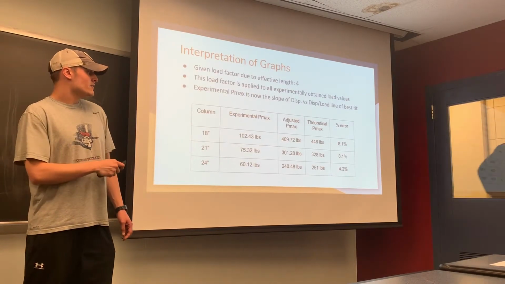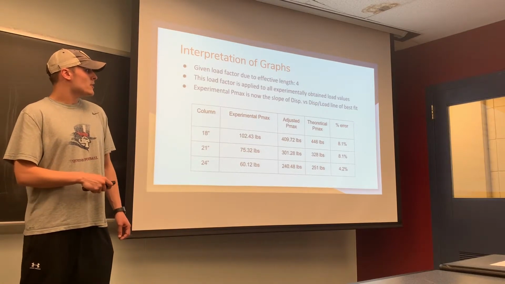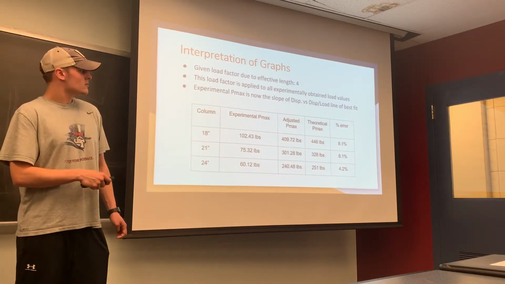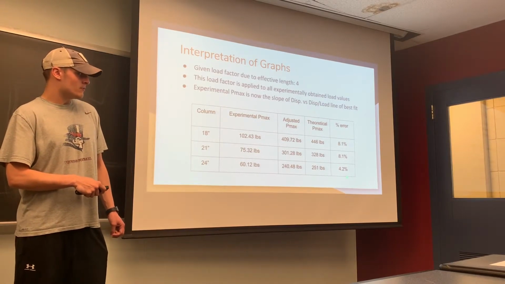To evaluate that data, we also have to multiply those values by 4 due to the effective length. And when comparing those to the theoretical P maxes, our percent errors dramatically decreased, and they're now around 4 to 8%.